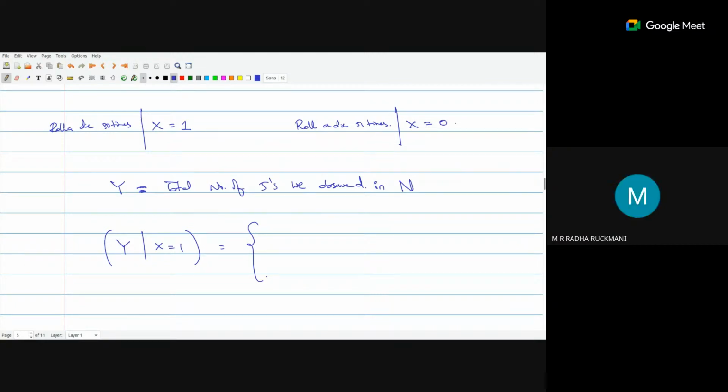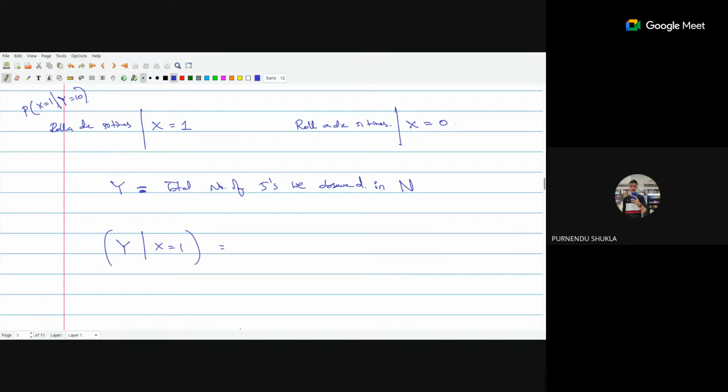Sir, but the given question is x equal to 1, given y is equal to 10. I didn't go there at all. Okay, fine. So that we need anyway. The final thing we need is the probability that x is equal to 1 given y is equal to 10.